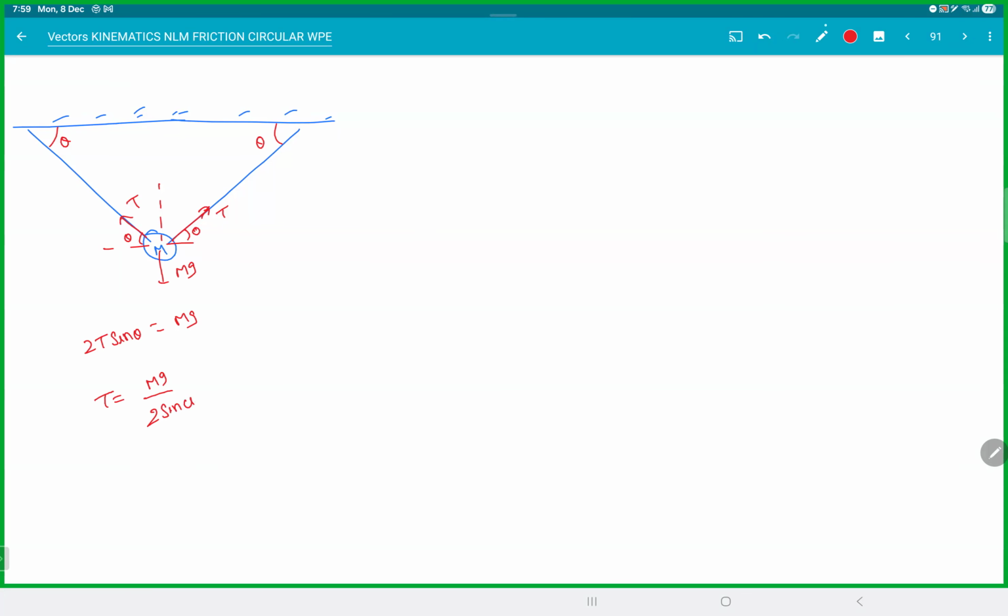Great. What happens when you cut it? The moment you cut it, this thing starts swinging like a pendulum. And the most common mistake people make: this is theta, and they think T sine theta is equal to mg. That's a blunder. Why is that a blunder? Because the moment you cut it, this thing is swinging like a pendulum. This thing actually has an acceleration.